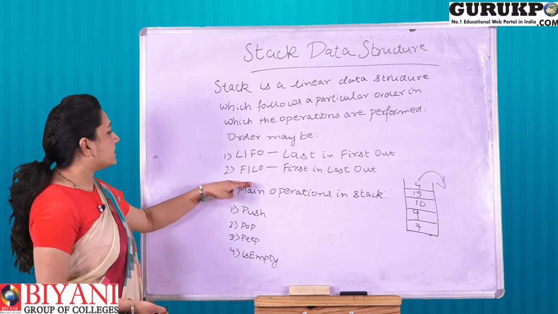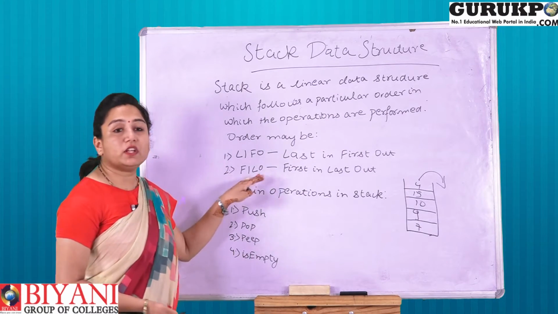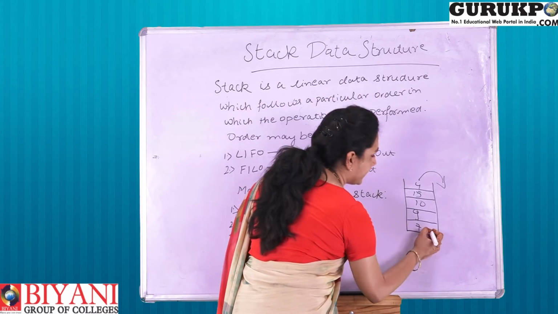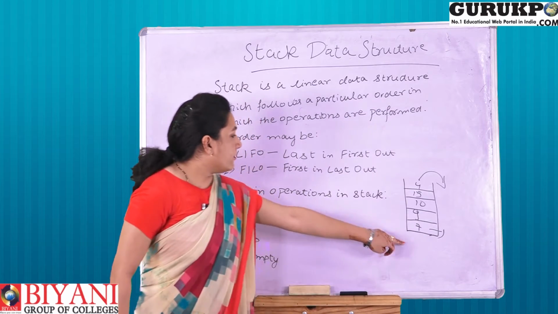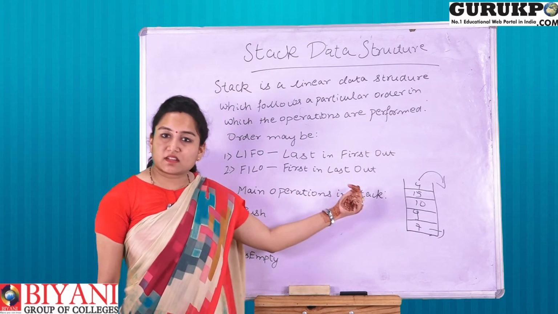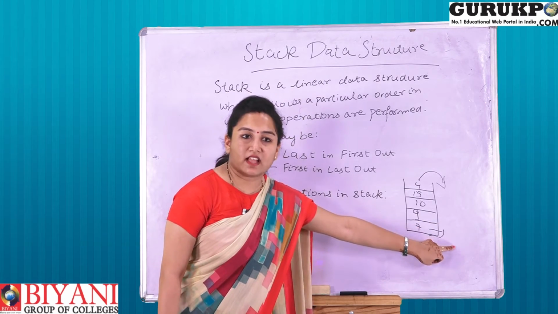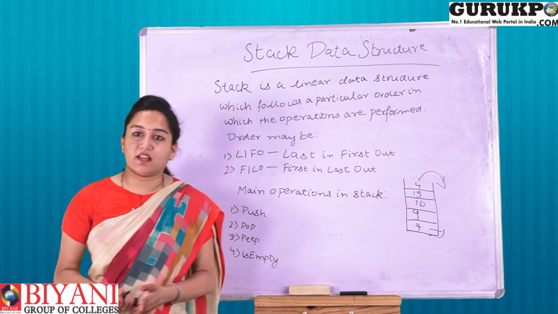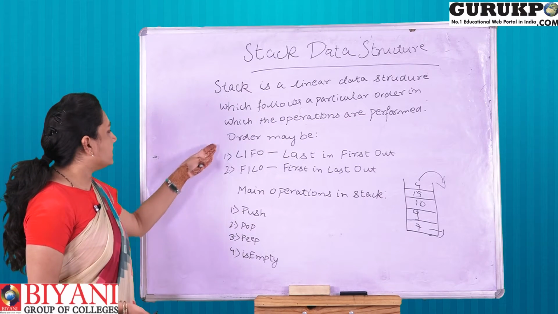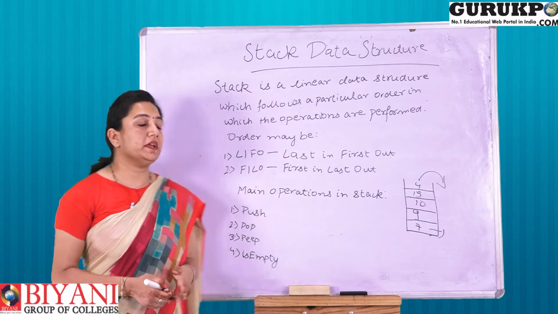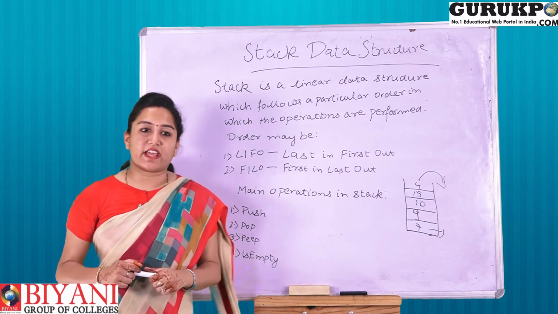But if we consider the second order FILO, first in last out, that means the first element, that was 7. If we follow the first in last out order, then the element 7 will be accessed last and then it will be operated last. So either of these orders will be followed by the stack.